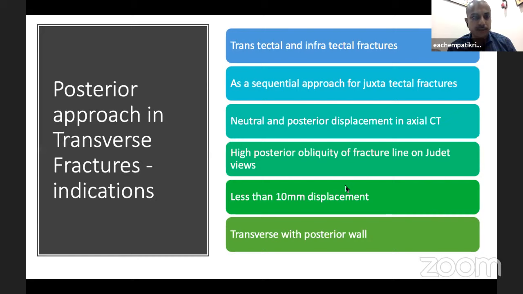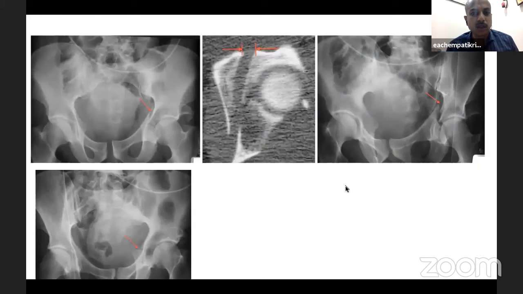Now, to summarize, the posterior approach in transverse fractures is indicated in transtectal and infratectal fractures, as a sequential approach for juxtatectal fractures associated with a posterior wall, neutral and posterior displacement in axial CT, high posterior obliquity of fracture line on Judet views, less than 10 millimeter displacement, and transverse fractures associated with posterior wall. So all of these can be treated through the Kocher-Langenbeck approach.